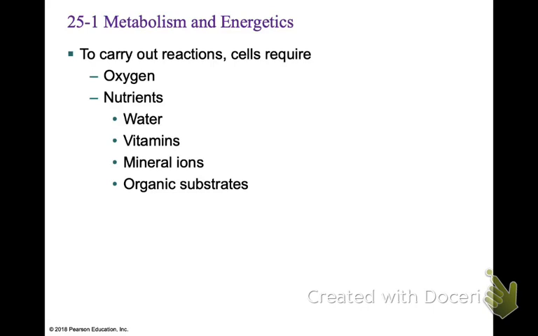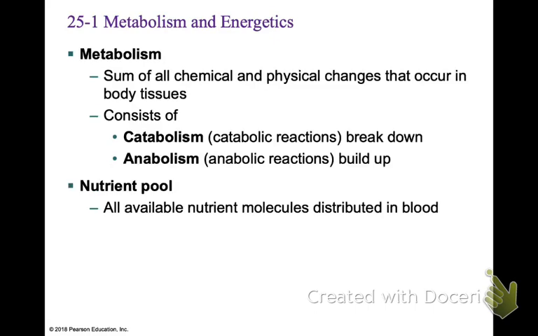All right, so to carry out all metabolic reactions, cells require oxygen and nutrients. Oxygen technically is a nutrient, but in our way of classifying things, nutrients are going to include water, vitamins, minerals, and organic substrates, which are things like glucose and amino acids.